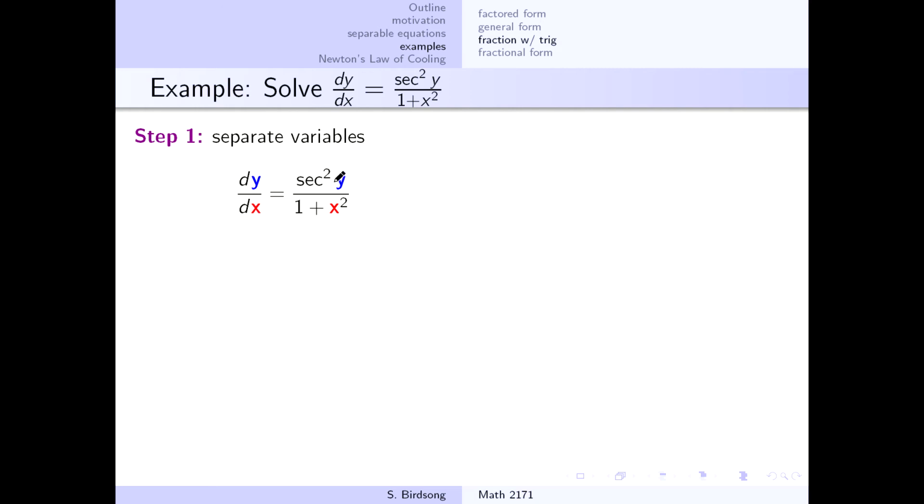So, we're going to move this secant squared to the other side, and we're going to move the dx to the other side. Moving dx to the other side just means multiplying by dx. Moving secant squared to the other side means dividing by secant squared.